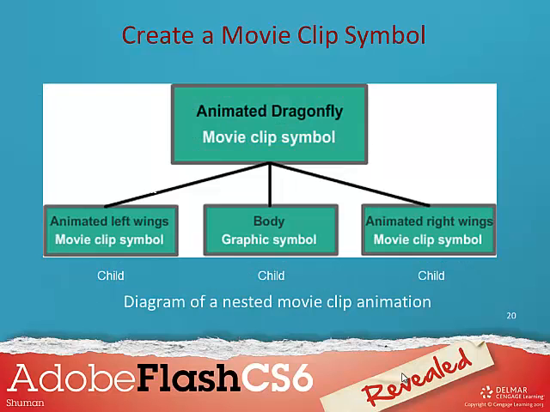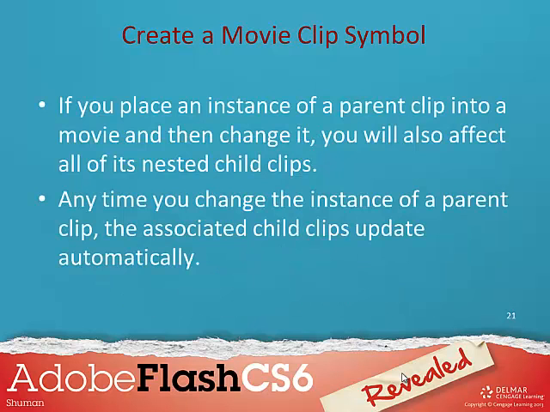As it shows here, your animated Dragonfly movie clip is the parent, and your left wing, body, and right wing are all child clips of that main clip, or the parent clip. If you place an instance of a parent clip into a movie and then change it, you will also affect all of its nested children. Anytime you change the instance of a parent clip, the associated child clip updates automatically.